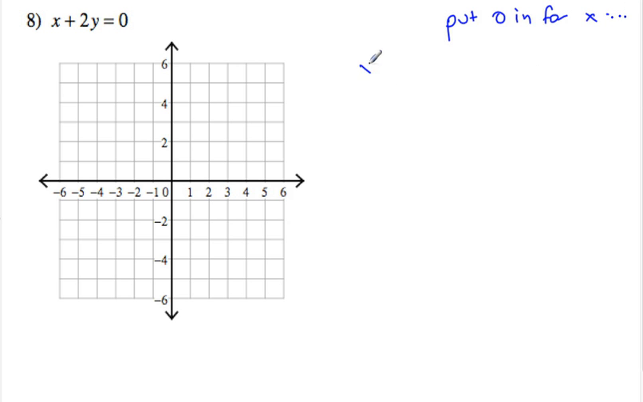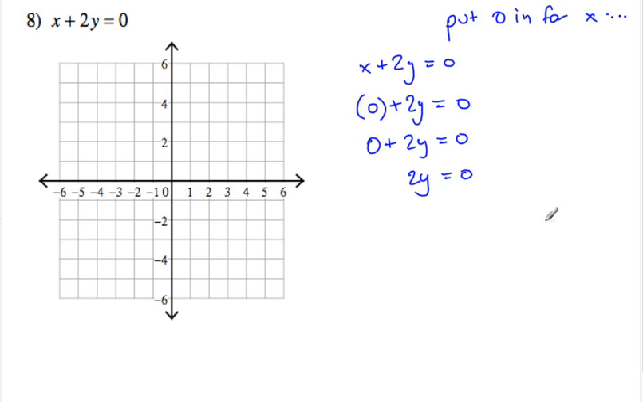All right, so what do we got? We got x plus 2y equals 0. Put in 0 plus 2y equals 0. So I put in 0 for x right here. So that gives me 0 plus 2y equals 0. And 0 plus anything, if I'm adding 0, I'm adding nothing. So I just have the thing I started with.